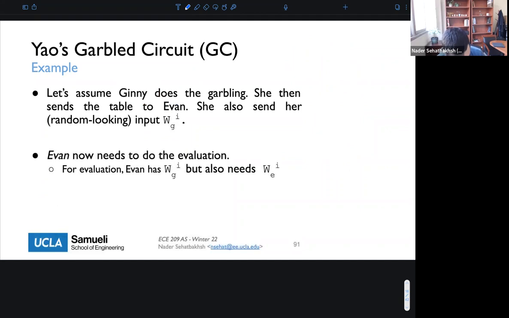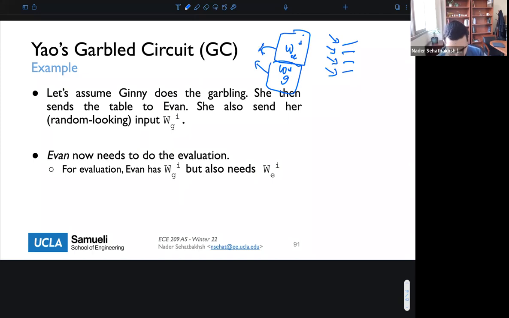Okay. So now let's see what Eve should do. Remember that we have 4 different values. And what Eve needs to do is add his value, which is WEi, and he already has WGi. So if somehow Eve gets this WEi and uses it, he can basically decrypt these lines. And the one that he can decrypt is the one that these values correspond to.